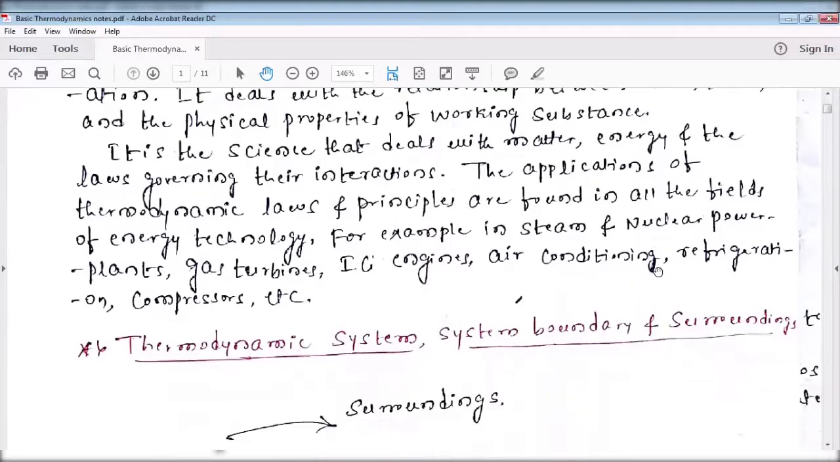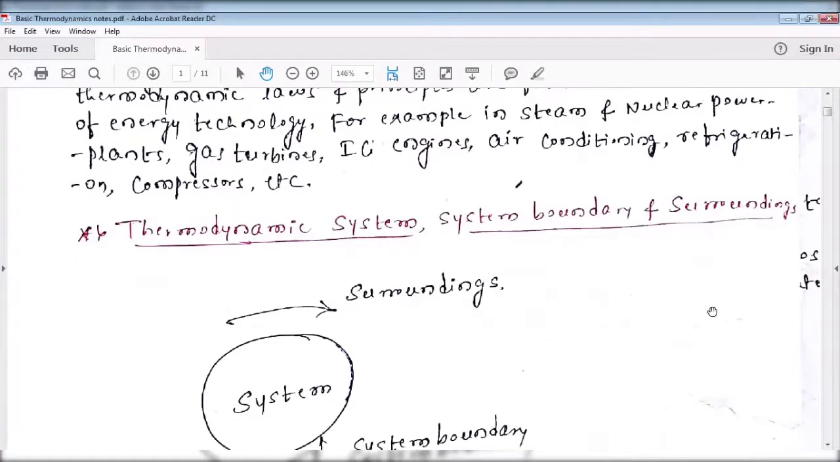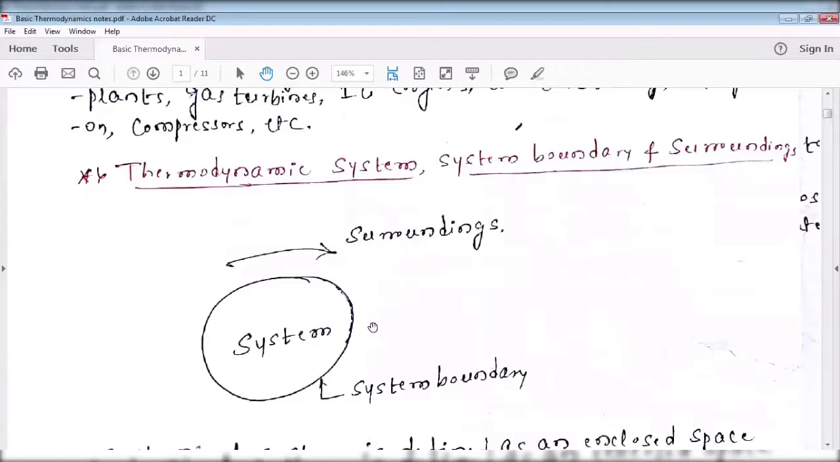I hope it's clear to you. Next is a very important topic: thermodynamic system, system boundary and surroundings. First, you should know what is a system, what is a system boundary, and what are surroundings. This is a very important concept, already studied in your first PUC.